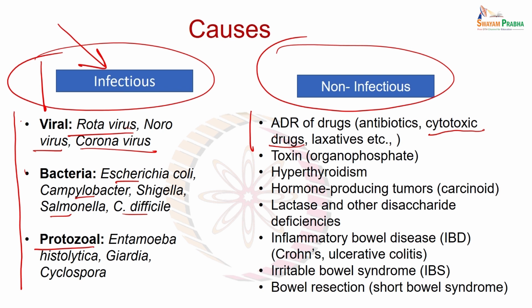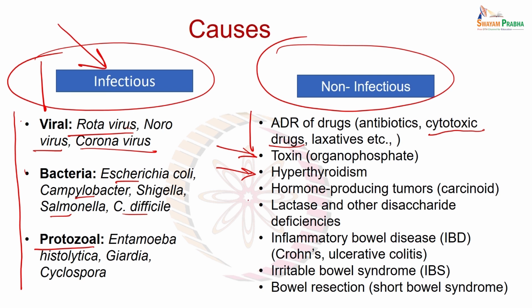Toxins, particularly organophosphate: if you remember the cholinergic crisis, there is excessive acetylcholine in the intestinal tract, and in organophosphate poison or toxins, this causes spasmodic contraction of the intestine and loose diarrhea. So much so that diarrhea is a cardinal sign of organophosphate poisoning. Hyperthyroidism, one of whose features is anxiety, palpitation, tremors and diarrhea. Hormone-producing tumors, particularly carcinoid syndrome, where diarrhea is a very common feature.